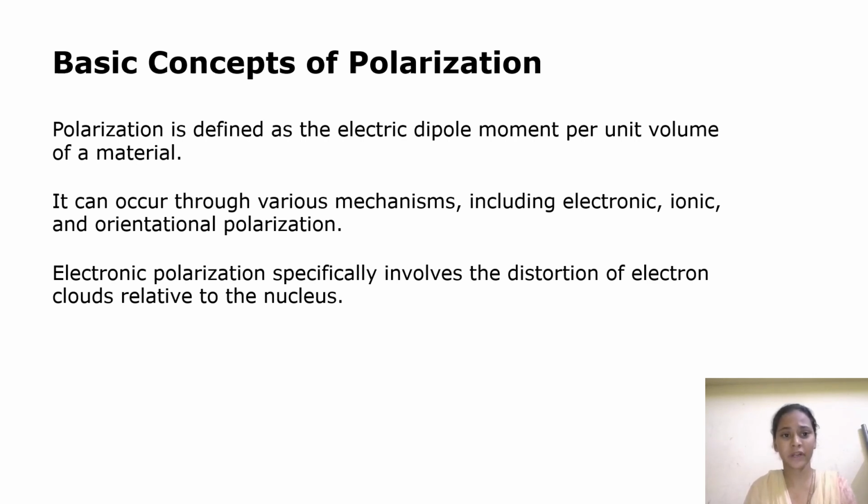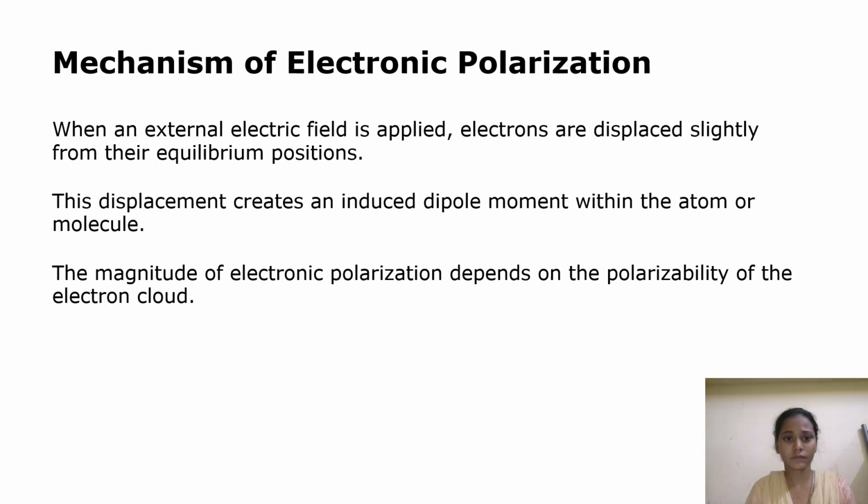Basic concepts of polarization. Polarization is defined as the electric dipole moment per unit volume of a material. It can occur through various mechanisms including electronic, ionic and orientational polarization. Electronic polarization specifically involves the displacement of electron clouds relative to the nucleus.